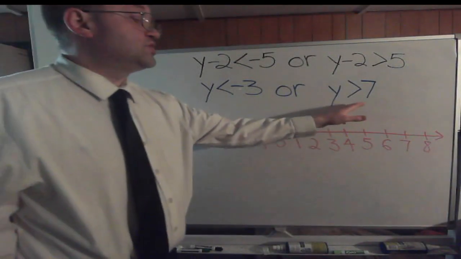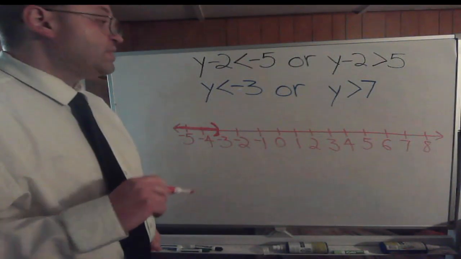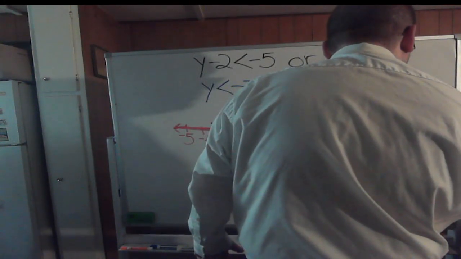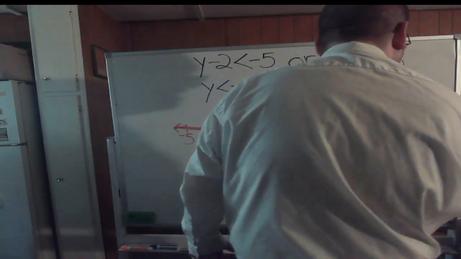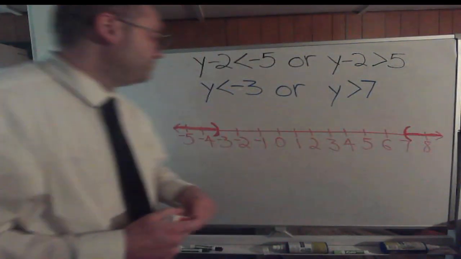So since it's just greater than 7, we'll also put a parenthesis at 7. But since it's greater than, the open part of the parenthesis will face to the right towards all numbers bigger than 7. Then you'll shade the entire region from 7 on up, which would really give you 7 to infinity.